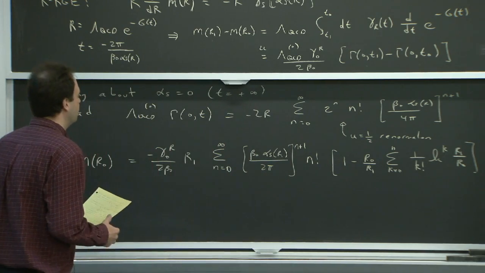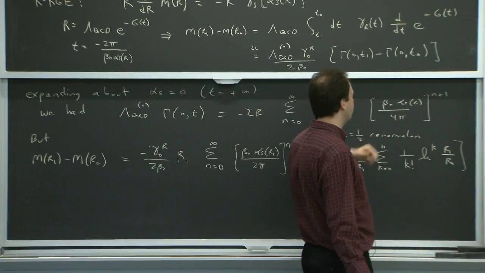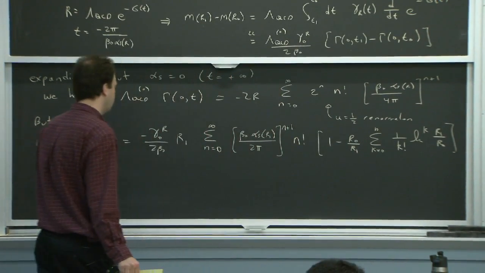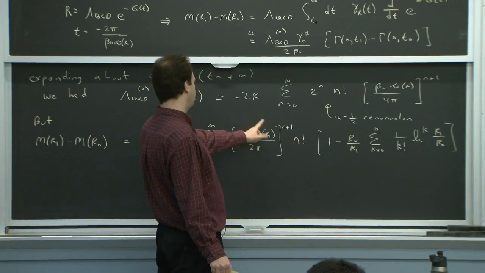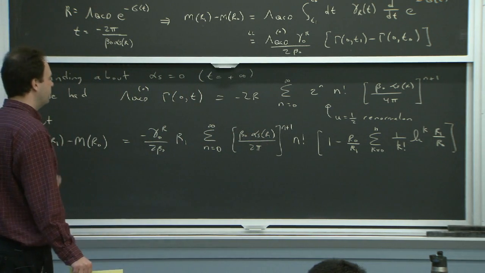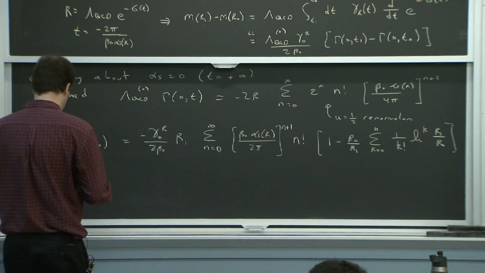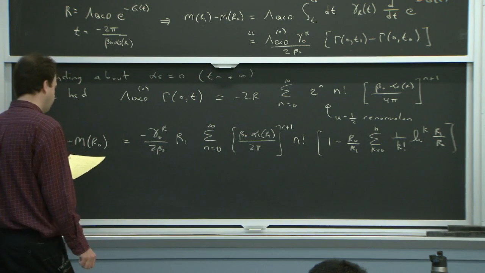If I take the difference of those two series using this formula, but now I re-expand all these alphas in terms of alphas at the R1 scale. So when they're at the R0 scale, I re-expand them in terms of alpha at the R1 scale. Do some rearranging, I can write the result in this form. The key thing is that difference there.